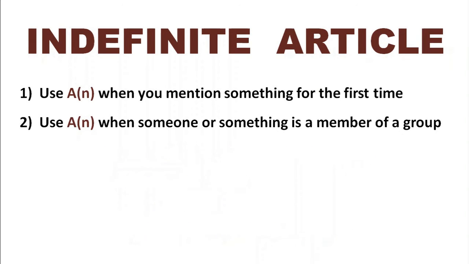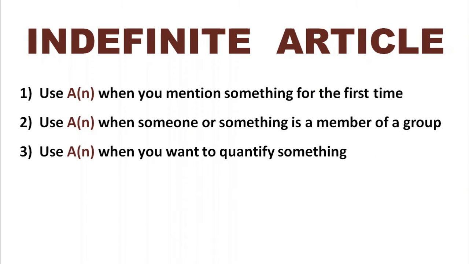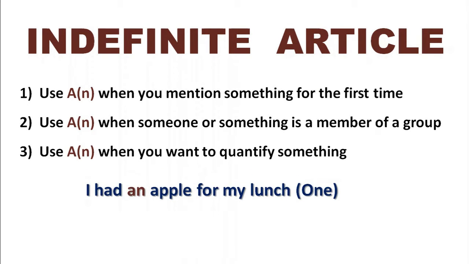And then the third one is, and we mentioned this a little bit earlier, we use the indefinite article a or an when you want to quantify something. So I had an apple for my lunch. We use a or an to quantify one. You could say I had the apple or the apples for my lunch, or we could say I had apples for my lunch. If you say I had an apple for my lunch, you mean you had one apple. We wouldn't normally say I had one apple for my lunch. We would normally say I had an apple for my lunch.